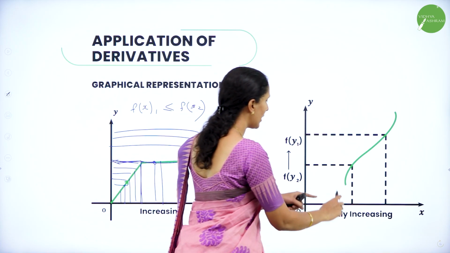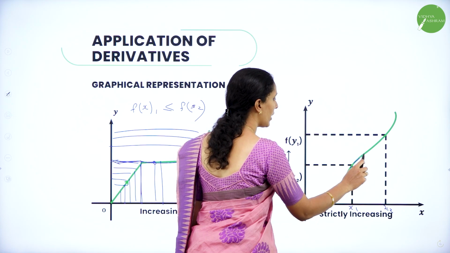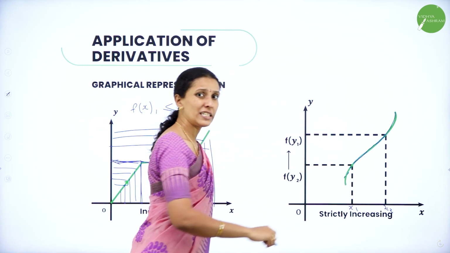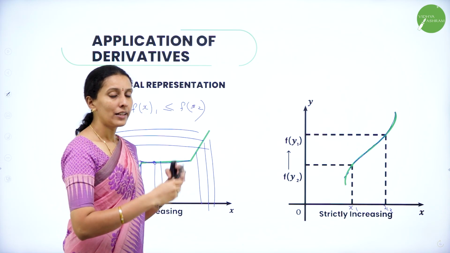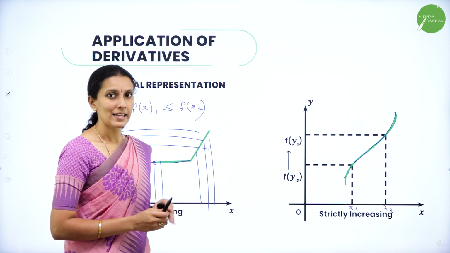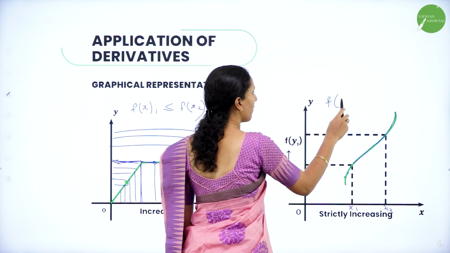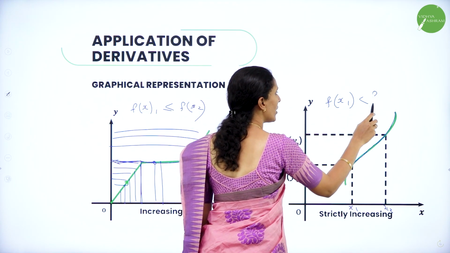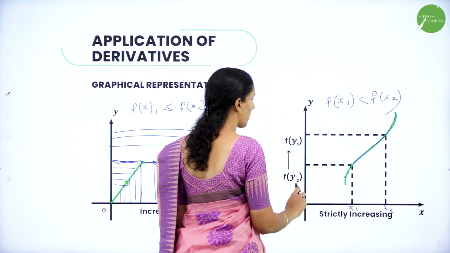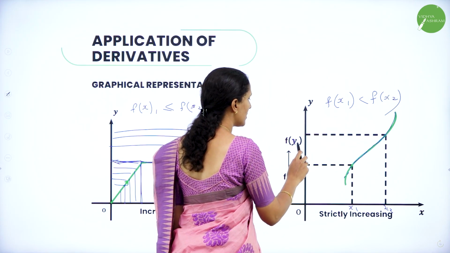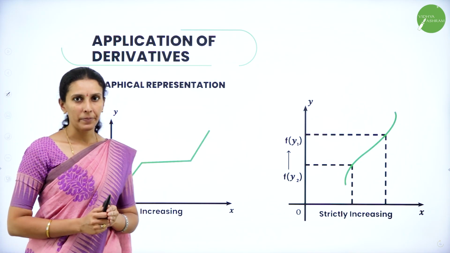Here, you can take this as x1 and this as x2. At any point you take, the function is strictly increasing. That means for each point, the value of f of x also changes. So clearly here what we can write, f of x1 is strictly less than f of x2. So here it is x1 and this is x2. Here we have taken a graphical representation.